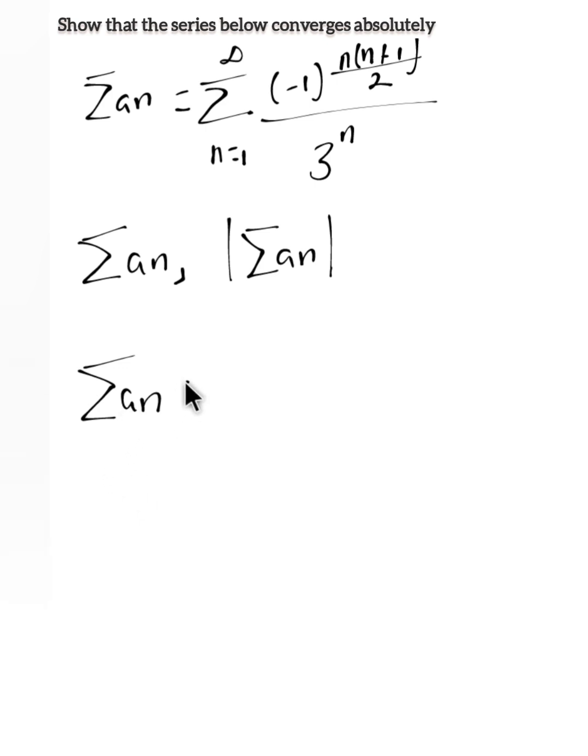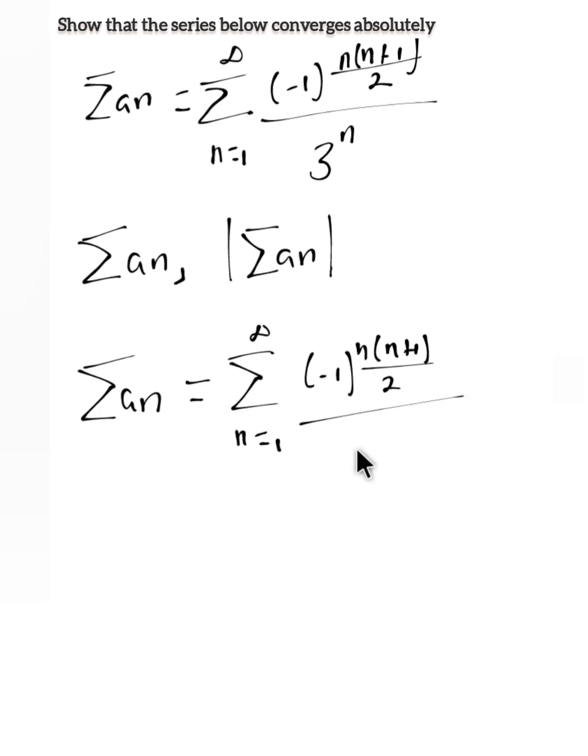Remember that the summation of an is actually equal to the summation from n equals 1 to infinity of minus 1 all raised to the power n, times n plus 1 divided by 2, divided by 3 raised to the power n. Now, does this series converge absolutely? But wait a minute. What type of series is this?